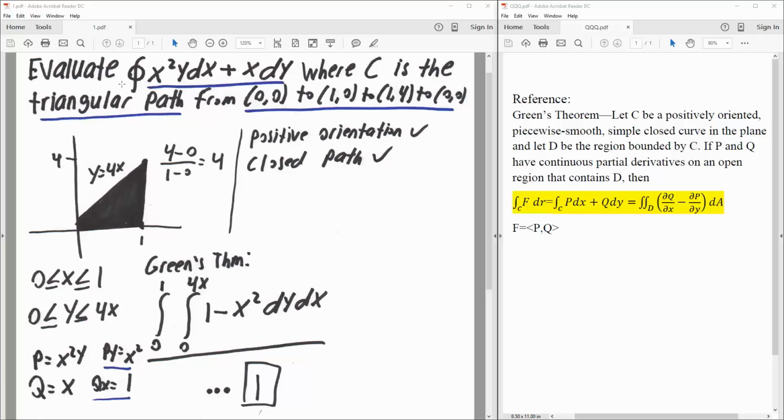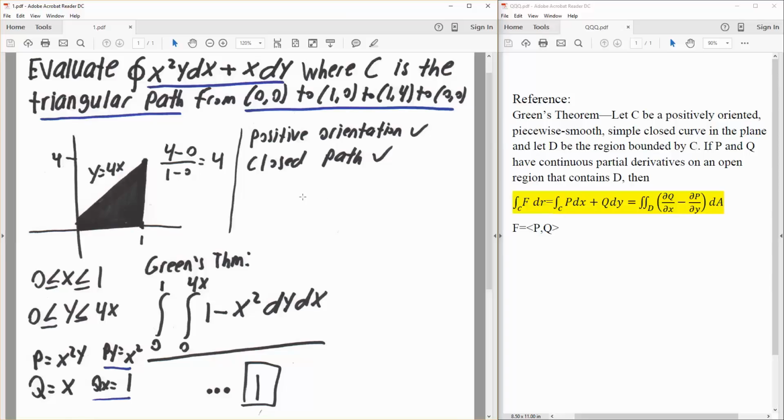Okay, in this video we want to evaluate this integral, where C is the triangular path from (0, 0) to (1, 0) to (1, 4) and back to (0, 0). We will solve this question using Green's theorem. If you're not familiar, you can pause the video and catch up by reading this.